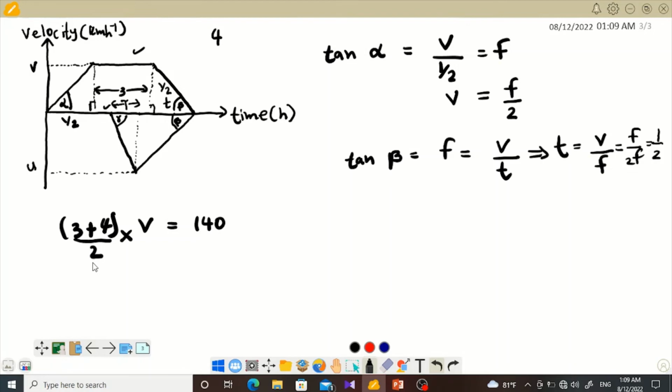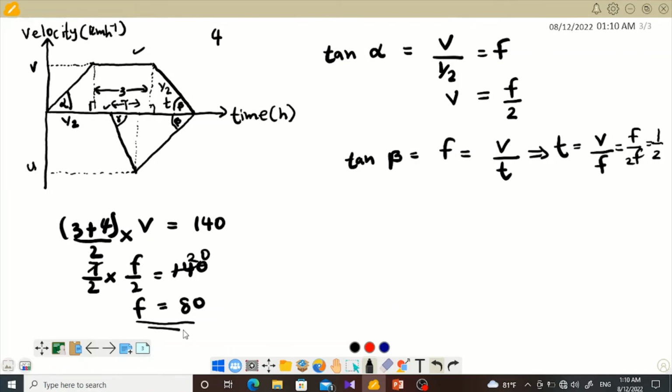We know that 4 plus 3 is 7 divided by 2. We get the value for v as f divided by 2 equals 140. Now I can divide the equation by 7. Then 20, and there is a 2 into 2 is 4, cross multiply, then f equals 20 into 4, which means 80. So we get the value for f simply as this.